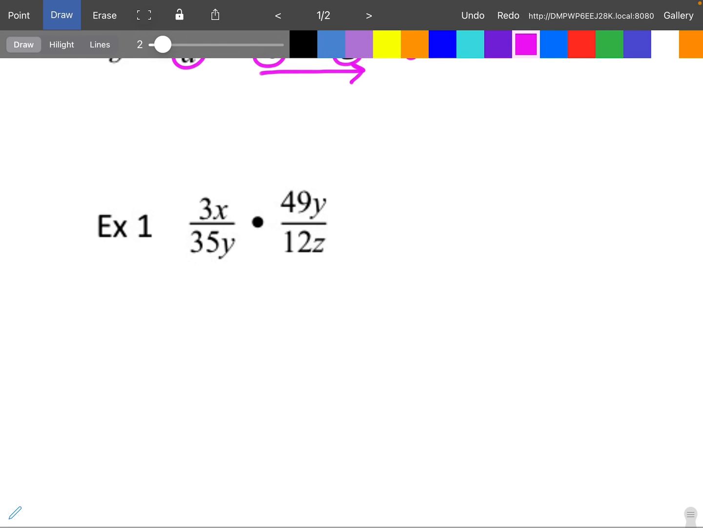So for this first example, we only have one term in the numerator and denominator of each of those fractions. So that means I don't have to worry about any kind of factoring. So I could go ahead and multiply straight across, but then I'm going to get 3 times 49. That's going to be kind of a big number. And then here, I'm going to get 35 times 12. That's going to be a big number too. So that seems like that's hard. So what I want to do is I want to try to simplify before I multiply and make my life a little bit easier.